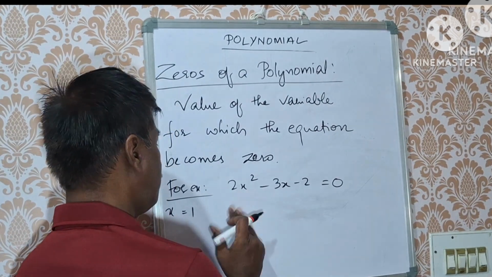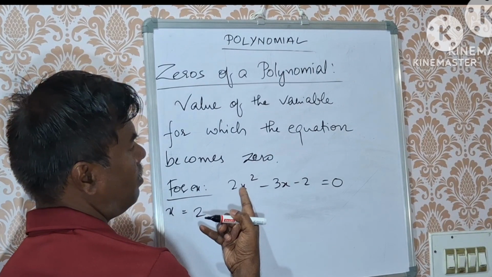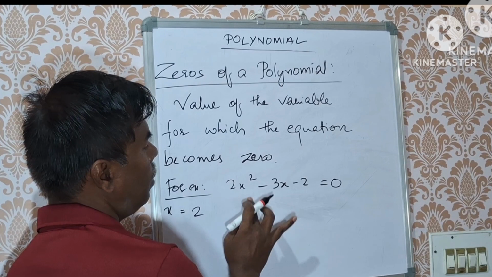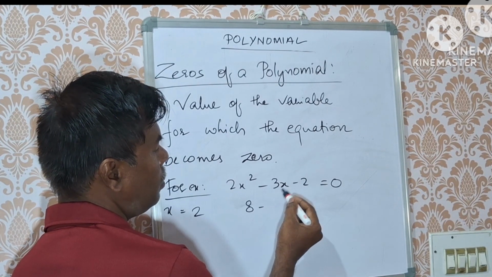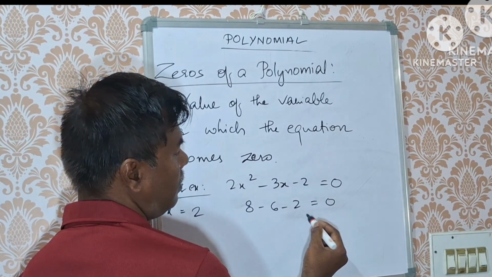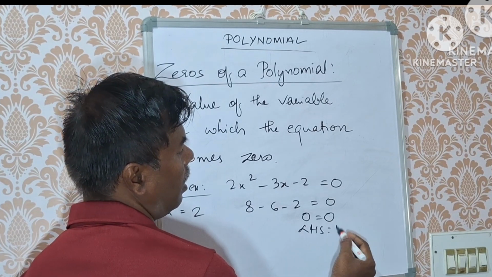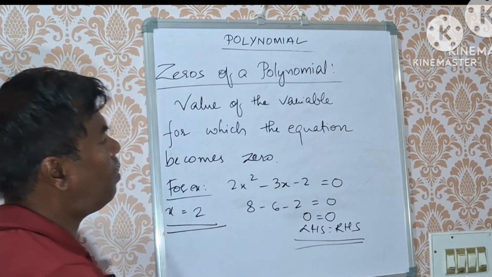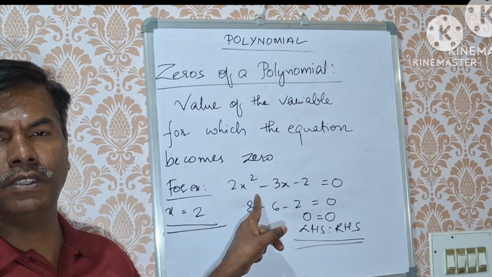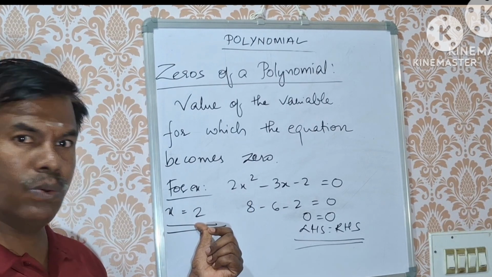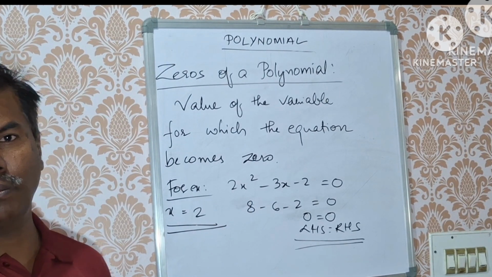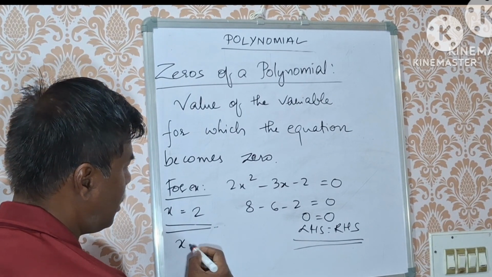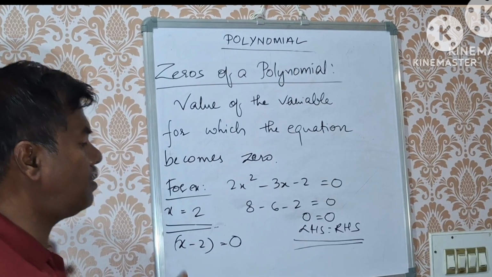I take 2. If I take 2, then it becomes 2 into 2 square. 2 square is 4. 4 into 2 is 8. 8 minus 2 into 3, 6, minus 2. So this becomes 0. LHS equals RHS. Therefore, x equals 2 is called a zero of this polynomial. What is the factor of this polynomial? X equals 2 is the zero of this polynomial, so x minus 2 equals 0 is called a factor of this polynomial.